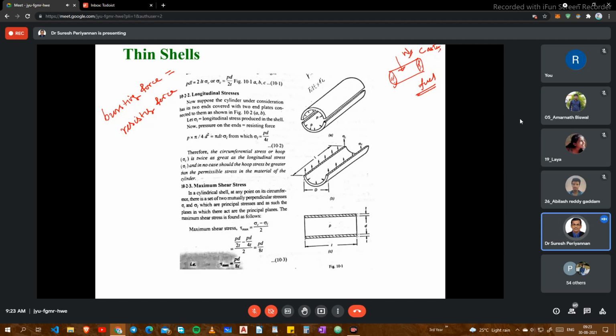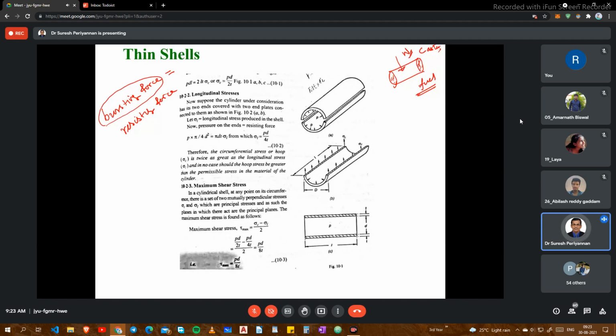Water is not a high-density fluid as compared to castor oil. Castor oil is a dense fluid, right? But when castor oil is filled inside the shell, a different pressure is created. So it depends upon the fluid properties; the pressure inside the shell varies. That is called bursting pressure. Now the bursting pressure is equal to the resisting force.